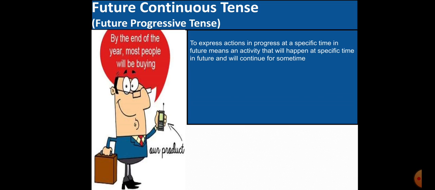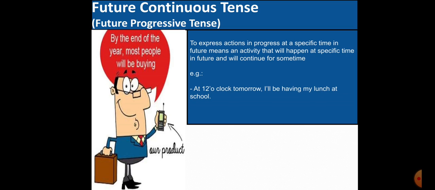By the end of the year means from, let's say, tomorrow onwards. This is July, so he is talking about the end of the year, so December, so July to December, a period of time. It means an activity that will happen at a specific time in future, and it's not going to finish tomorrow, it's going to continue, it will be in progress. Understood? So that is the first use of progressive tense.